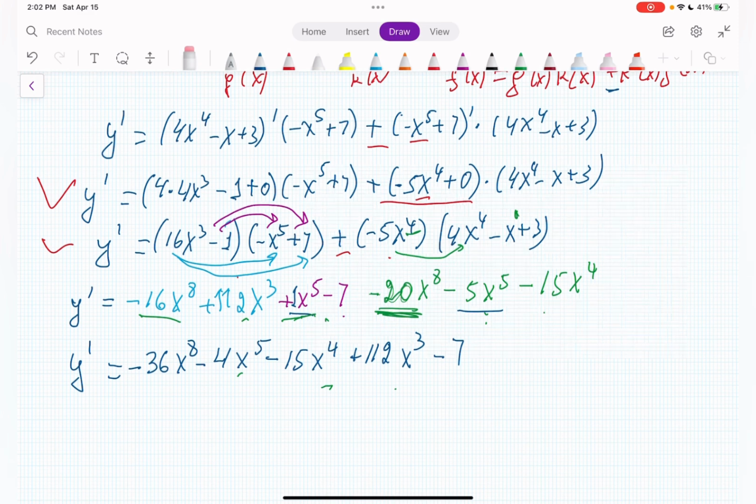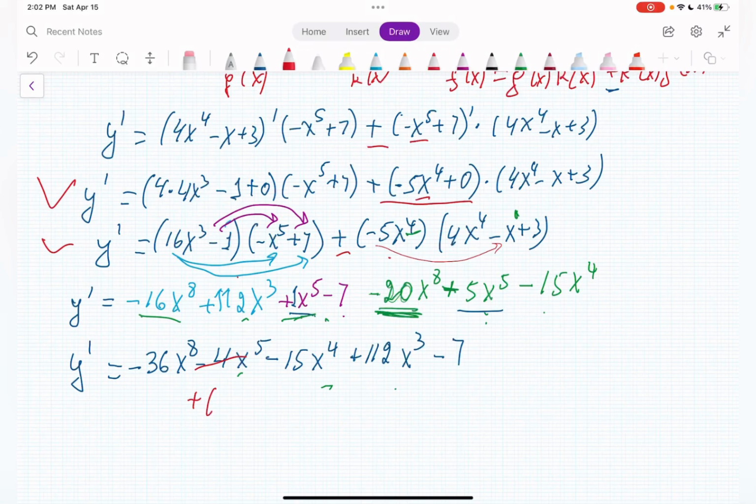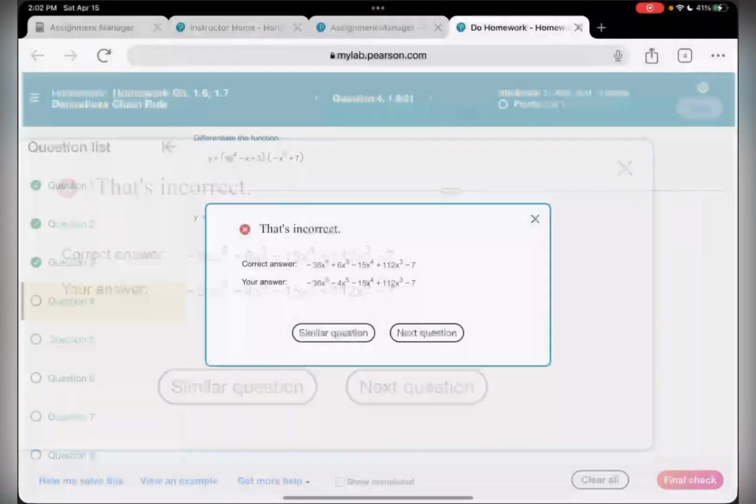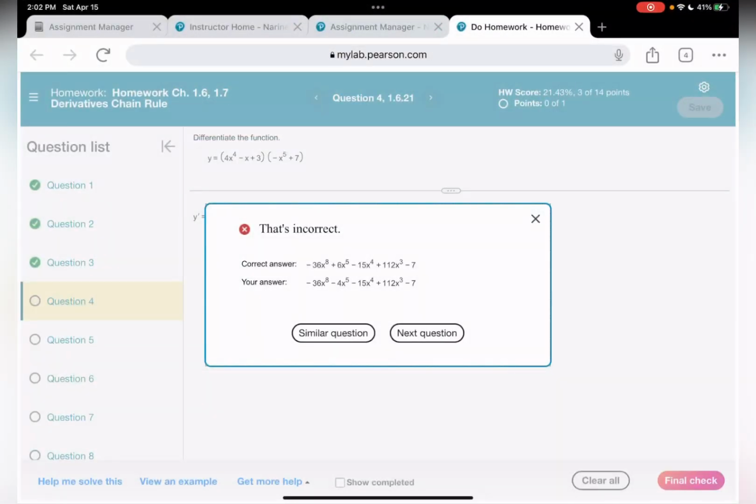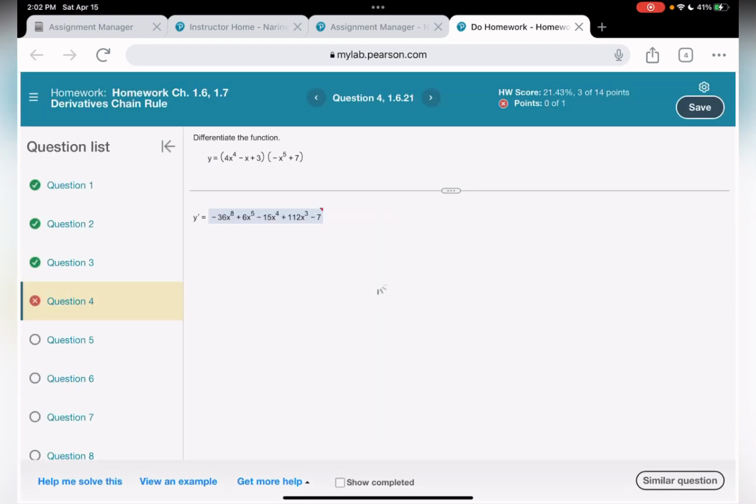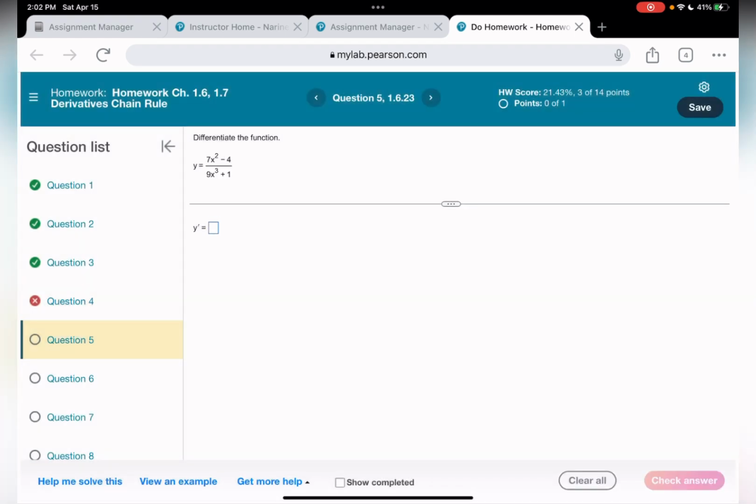Oh, here, negative times negative. Oh, I told you I make silly mistakes. Plus, okay, that will give us plus 6x to 5. Okay, we are good. So we figured it out. I'm not going to solve another one. You already know, and we found the mistake, so I'm moving on, and you already know how to solve this one. Okay, number 5.